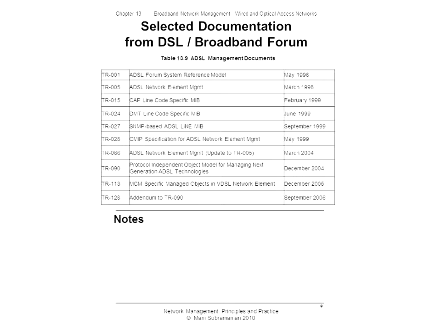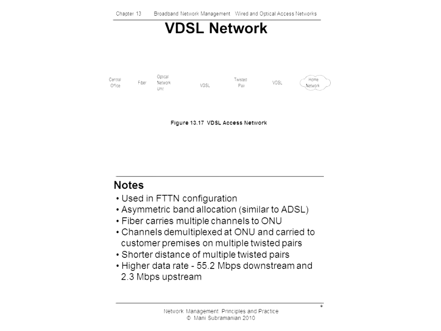Here we have the selected documentation from the DSL or Broadband Forum. Now here we have a VDSL network, and this network has the benefit of providing greater bandwidth. The signal traverses the optical fiber medium from the central office to the optical network unit, which we call the ONU, in the neighborhood, which carries multiple channels, and it is demultiplexed at the ONU and fed through VDSL modems and twisted pair cable to the residence.